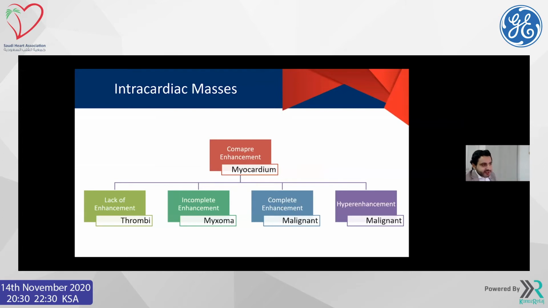About intracardiac masses, we also compare enhancement to the myocardium. If there is no enhancement, it is likely a thrombus. If there is incomplete enhancement, lower than the myocardium, so it does take some contrast but not as much as the myocardium, a classical example is myxoma. Complete enhancement is exactly like the myocardium or even more. We call it hyper enhancement, and it is really suggestive of a malignant mass.